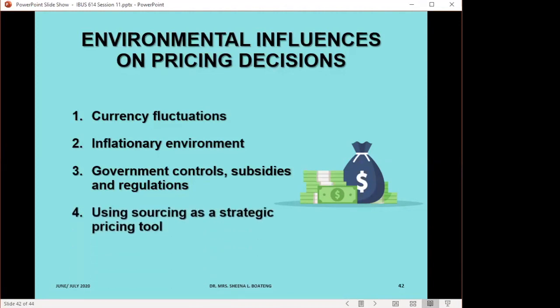And then, like I mentioned in the explanation I was giving about India, the issues of sourcing and using it as a strategic pricing tool can also influence the pricing decisions of firms in foreign markets. Because depending on where you're sourcing your raw materials from, it can have cost implications for you. If your raw materials are being sourced in the foreign market and the manufacturing is being done in the same place, it reduces the level of cost you have to incur with regards to transporting the raw material to the factory for manufacturing activities to take place.